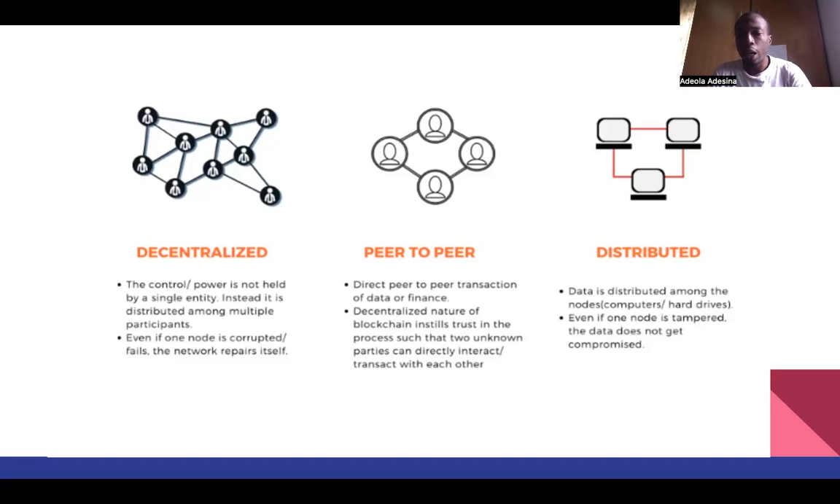And distribution means that data is distributed among the nodes or among the sysadmins, in the example of the 10 companies sharing data with each other. If one node is tampered with, or if one system admin gets tampered with, the data does not get compromised. This is the promise of the blockchain.